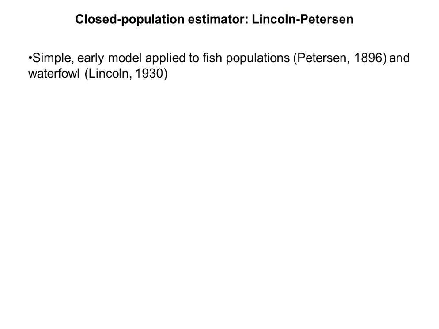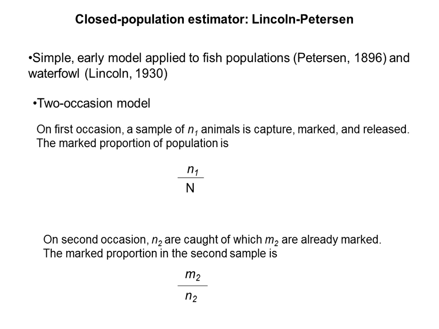So one estimator of a closed population is the Lincoln-Peterson model. It's an early model that was applied to fish populations and waterfowl. It's a two-occasion model. On the first occasion, a sample of N sub 1 animals is captured, marked, and released. The marked proportion of the population is N sub 1 over the larger N of the population. On the second occasion, N sub 2 are caught, of which M sub 2 are already marked.